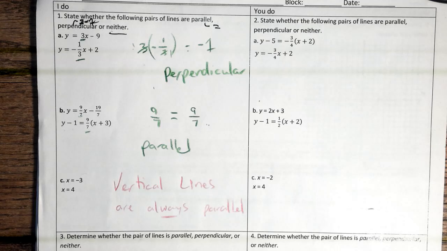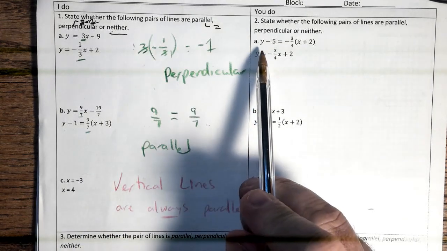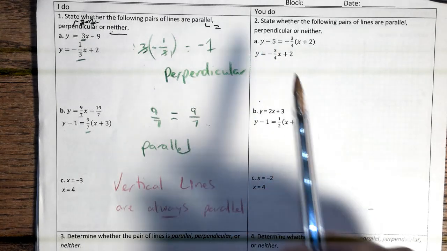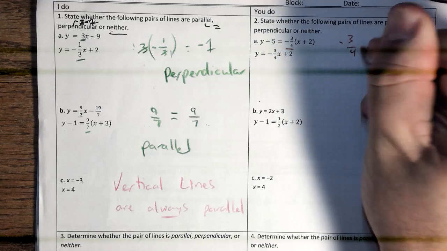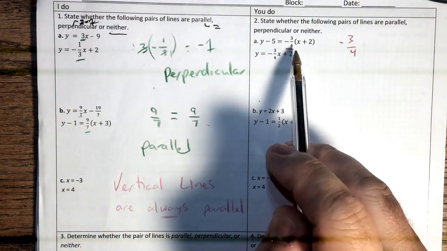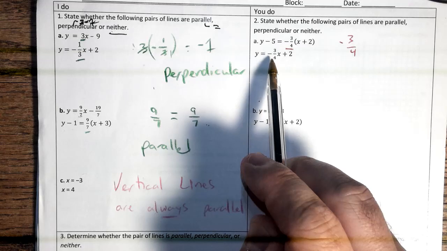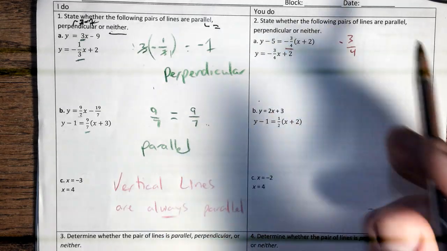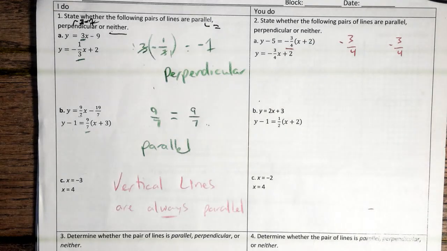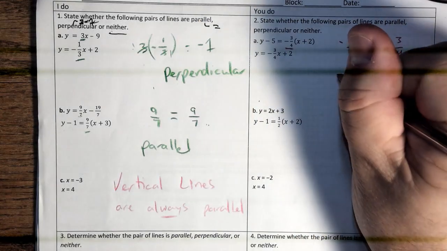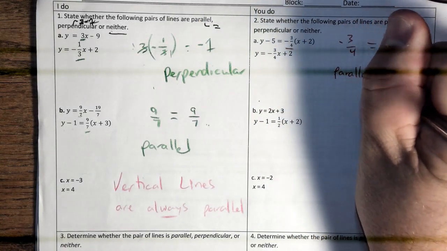All right, number 2, part A. State whether the following pairs of lines are parallel, perpendicular, or neither. So we've got a point slope form here. This is y minus y sub 1 equals, this is your m, so negative 3/4. And then down here we've got y equals mx plus b, m being negative 3/4. Okay, well, negative 3/4 and negative 3/4 are equal, so these guys are parallel.